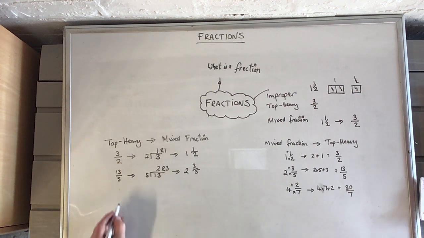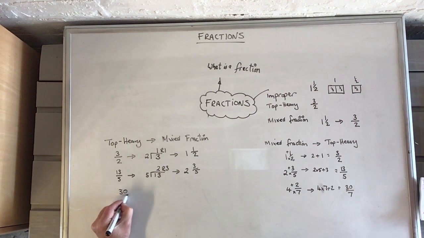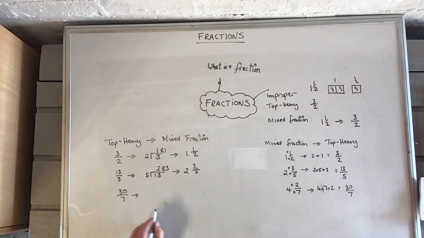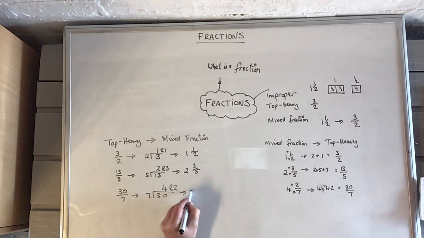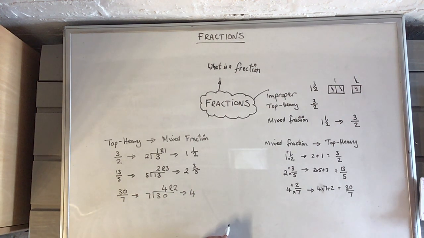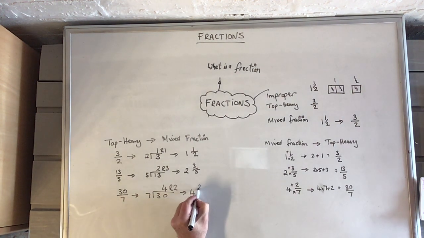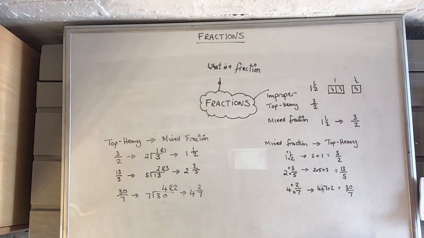And let's do the last one. 30 over 7. Well, that's 7 into 30. 7 into 3 doesn't go, 7 into 30 goes 4 times, remainder 2. But what is that remainder 2? Well, it's 4 whole parts and 2 sevenths, because we're dividing by 7. And that's us.